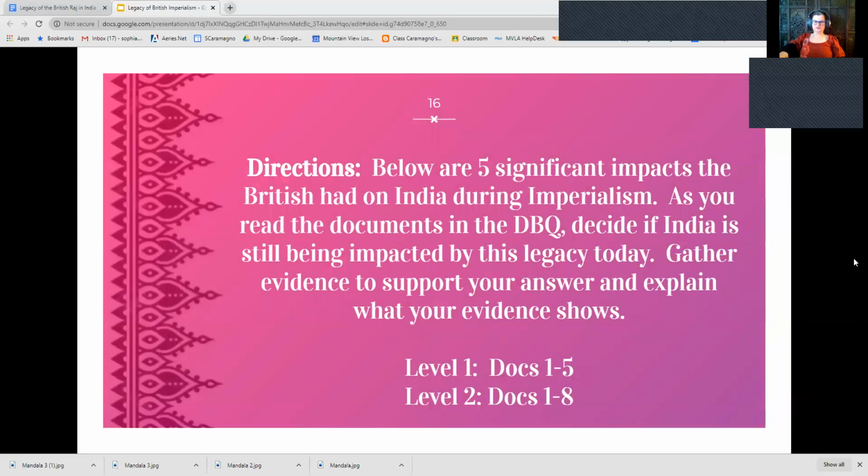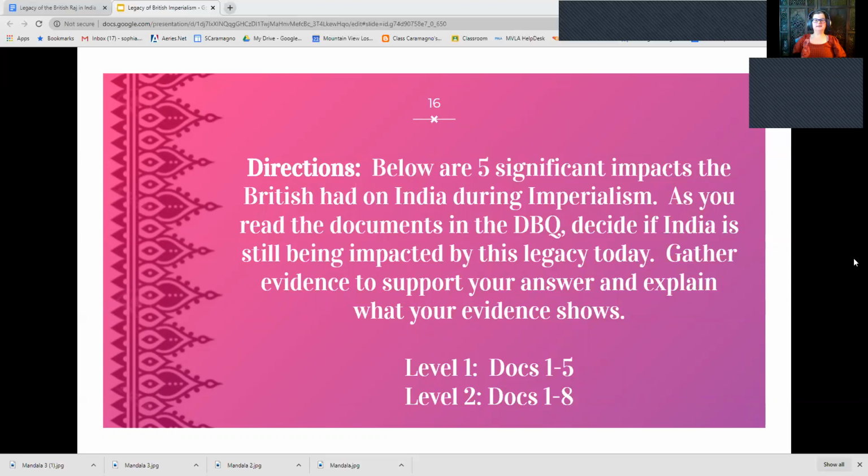So, the directions for this assignment are to look at the five significant impacts of the British during the Raj, which I just reviewed. And you're going to be looking for evidence that those things are still impacting India today. You have 5 documents to look at if you're doing this assignment at level 1, and 8 documents to look at if you're doing this assignment at level 2. Those documents range from charts and graphs, news articles, news reports, a photo essay. There's a lot of variety.